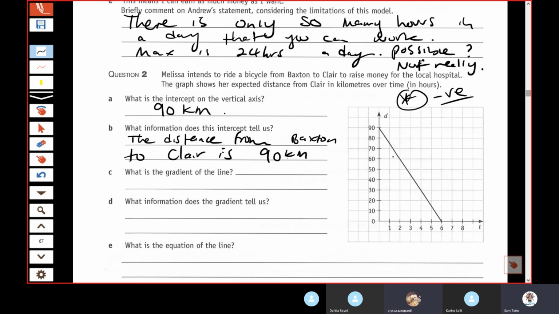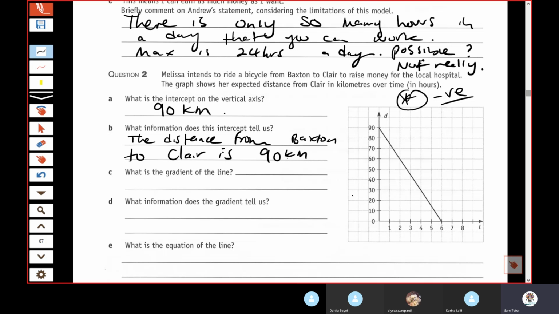And as the time goes on, eventually the distance becomes 0. Why? Because she actually arrives there. So you've got to be able to interpret these graphs, and that's probably the hardest bit of linear relationships. It's the interpretations, because they're so open-ended as well.